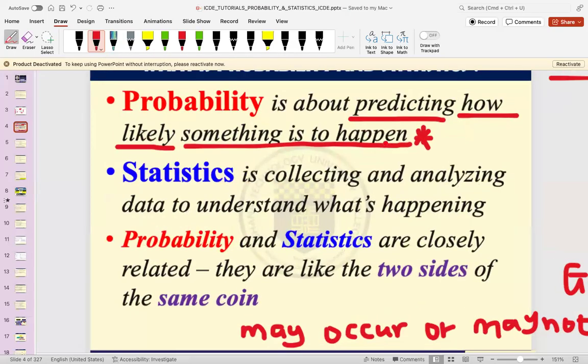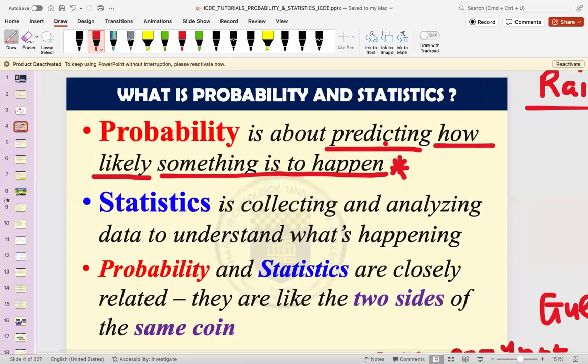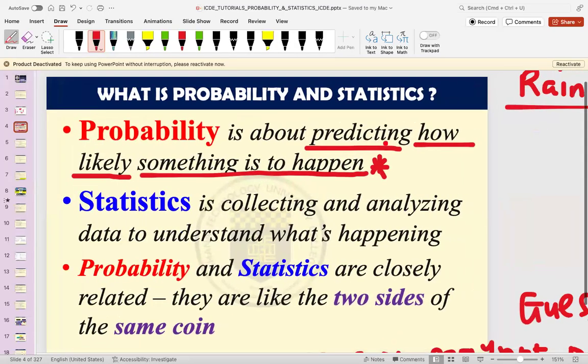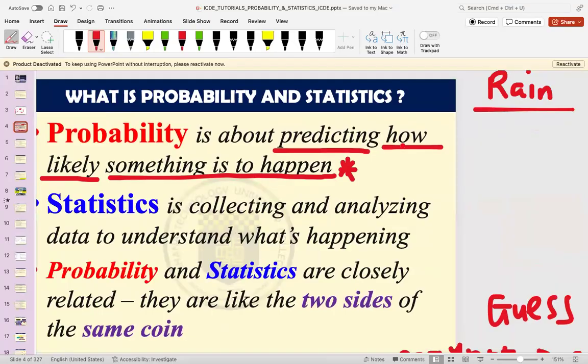So in information technology, we use probability for future data. That is data that we don't know, but we are going to guess. We use probability to predict future data.